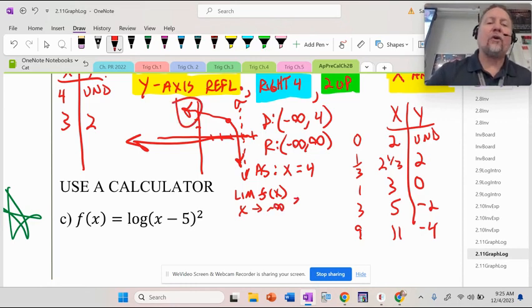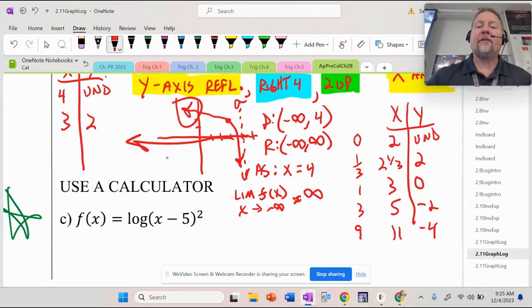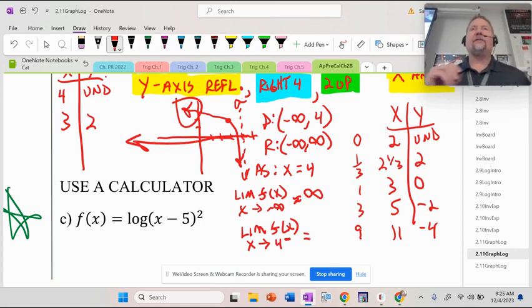Positive infinity. And then the other limit is as x gets closer to that asymptote, but this time from the left side. That's from the negative side of 4, or something smaller than 4, like 3.9999. And we actually did that.